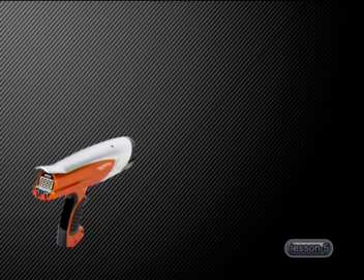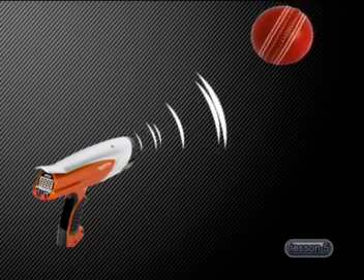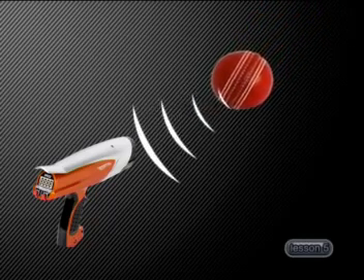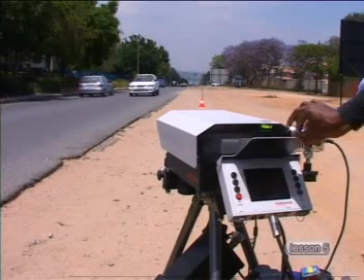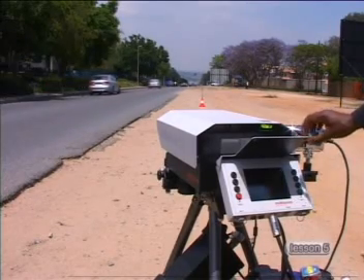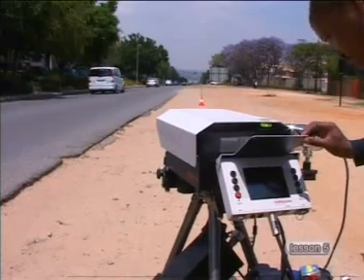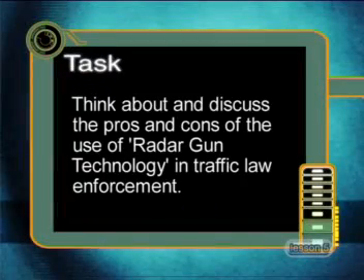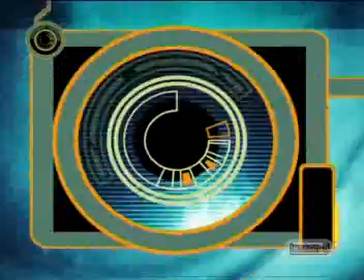Now, I think it is time to move on to your task for today. Earlier in this lesson, you learnt that radar guns are used in sport to tell us the speed of a moving ball. Radar guns are also used in traffic law enforcement to fine people who are traveling above the speed limit. Your task for today is to think about and discuss the pros and cons of the use of this technology in traffic law enforcement. To give you a bit of background for your thinking, have a look at the following interview.